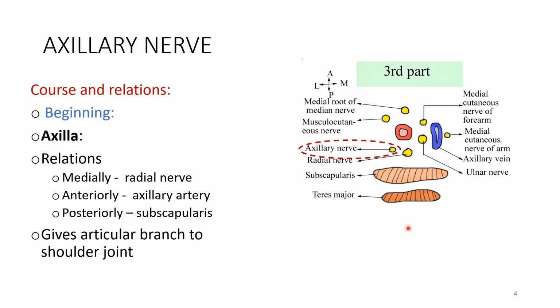the shoulder joint. So in this picture you are seeing the axillary artery vein and the relation of the axillary nerve with the structures in the third part of axillary artery. So they are radial nerve medially, axillary artery anteriorly and subscapularis muscle posteriorly.